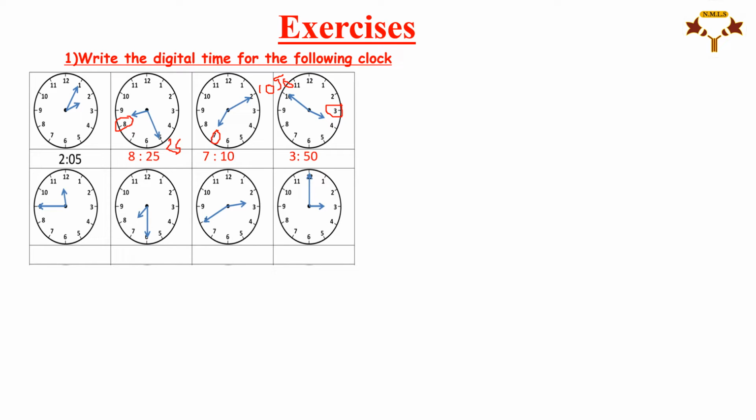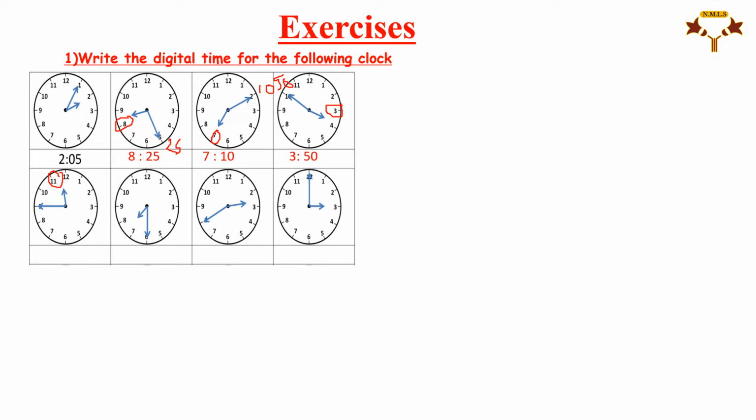Okay. Number 5. Here we have two hands, short hand for hours. It's between 11 and 12. I will take the smallest, then I will take 11. It's 11. And how many minutes? Long hand for minutes, it's at 9.